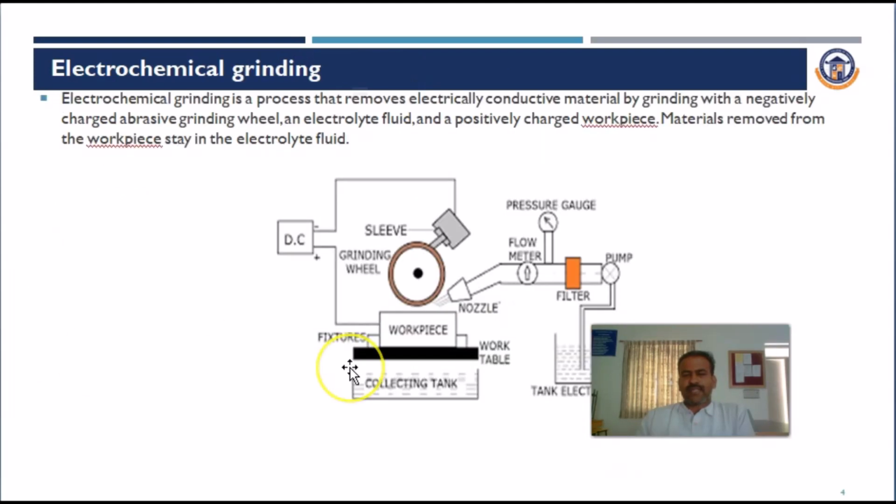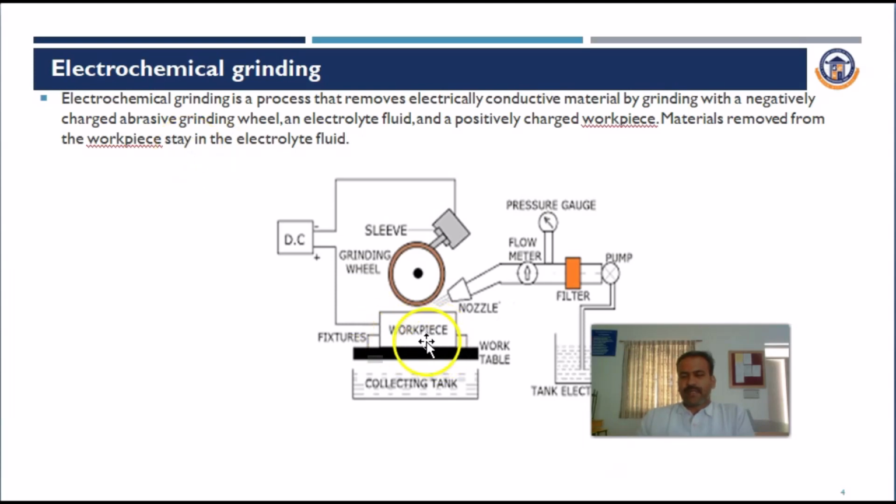The next one is electrochemical grinding. Electrochemical grinding is a process that removes electrically conductive material by grinding with a negatively charged abrasive grinding wheel and an electrolyte fluid, with a positively charged workpiece. Material is removed from the workpiece and stays in the electrolyte fluid.